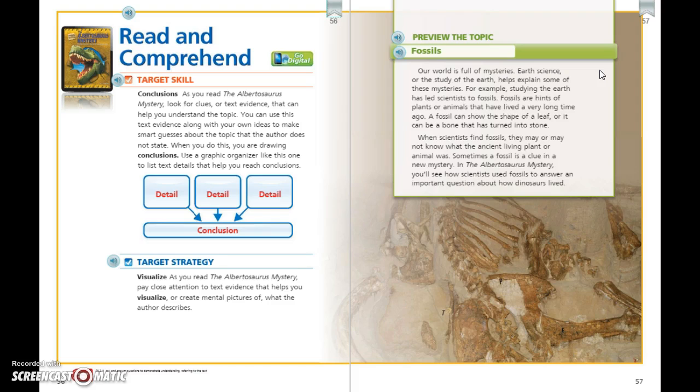A fossil can show the shape of a leaf, or it could be a bone that has turned into stone. When scientists find fossils, they may or may not know what the ancient living plant or animal was. Sometimes a fossil is a clue in a new mystery. In the Albertosaurus mystery, you'll see how scientists use fossils to answer an important question about how dinosaurs lived.